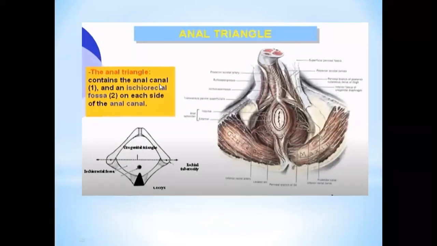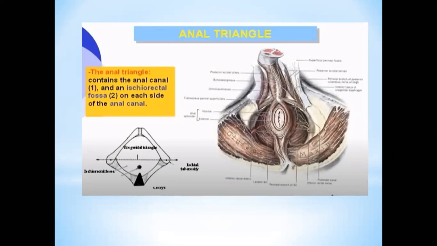Now this anal triangle contains, as the name indicates, the anal canal that is containing the anus. We have the ischiorectal fossa on each side. And sometimes we also have the levator ani muscles here. Three things are present in this anal triangle.